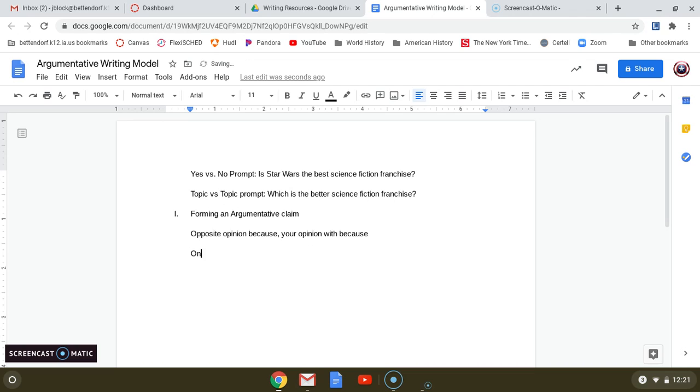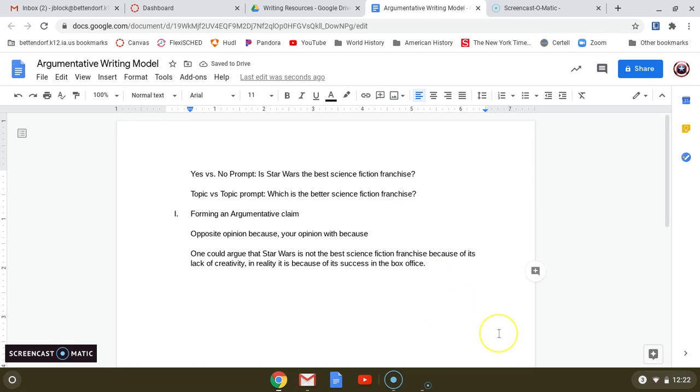You got to open it up with, one could argue that Star Wars is not the best science fiction franchise because. So this is not my opinion. If you guys know me, I'm a huge Star Wars nerd. However, I could see why somebody would say it's not because of its lack of creativity. In reality, so this is now my opinion, it is because of its success in the box office. So I'm kind of borrowing the idea of the informative writing model that I did because it's like creativity.